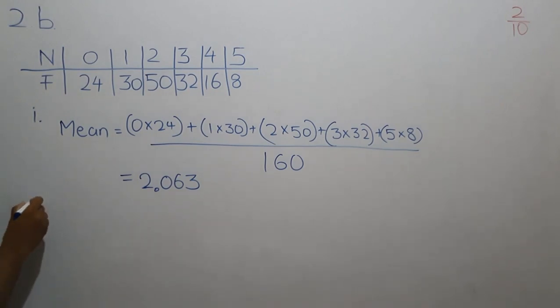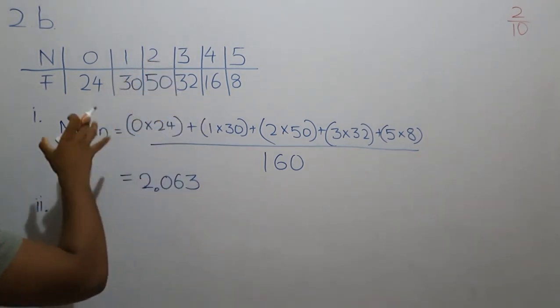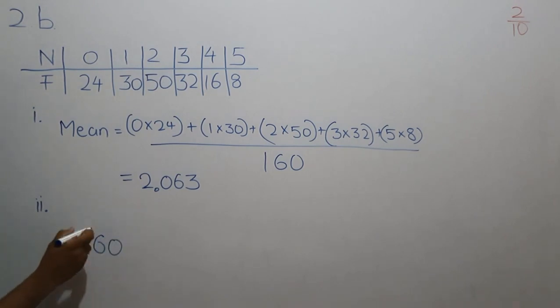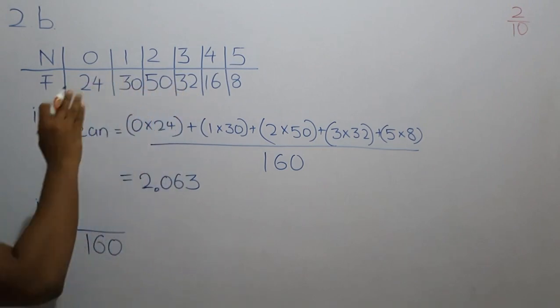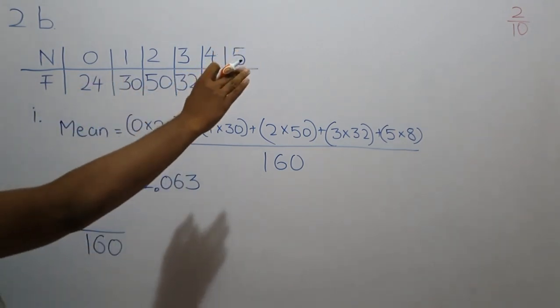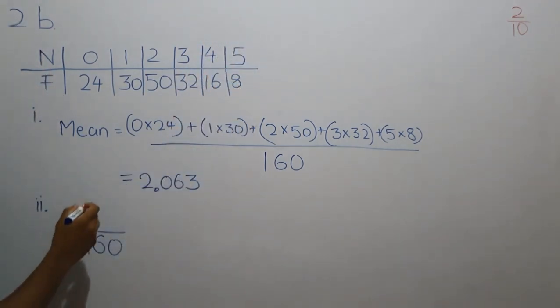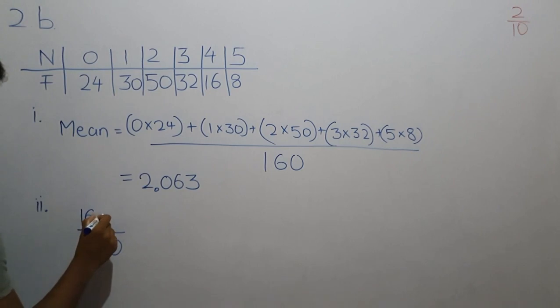Roman numeral 2. One of the adults is selected at random. Find the probability that this adult made more than 3 errors. Now the total is 160. What they ask is the probability. Now out of the total, how many made more than 3 mistakes? Not 3, not less than 3, more than 3. So the frequency of more than 3 is 16 plus 8.